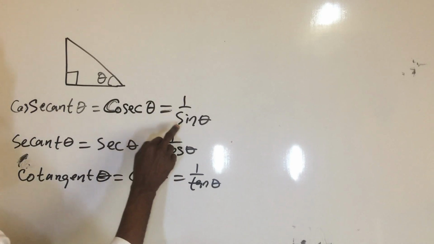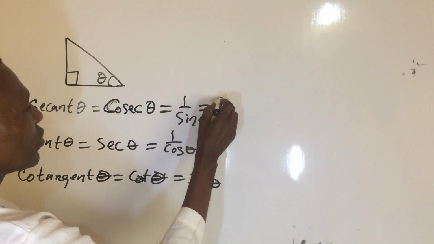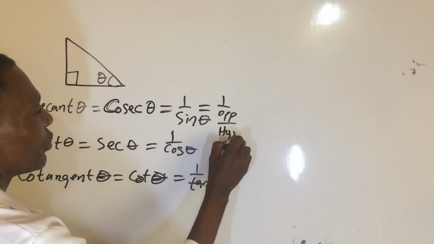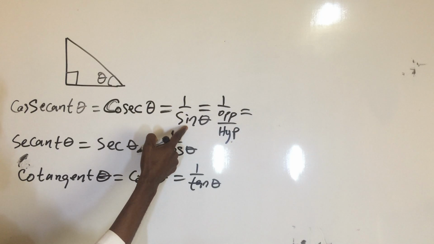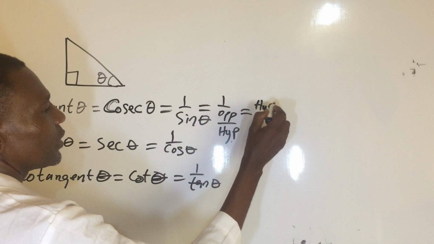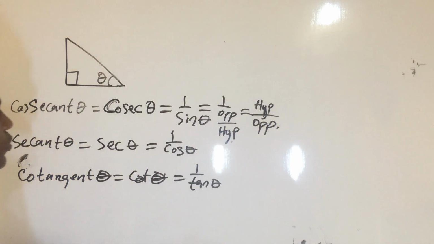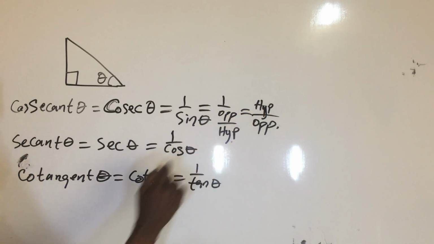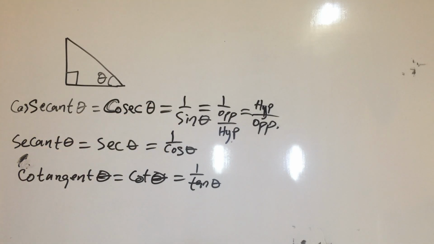Remember that sine theta is equal to opposite over hypotenuse. So the inverse of it, because cosec is the inverse of sine theta, becomes hypotenuse over opposite. So cosec theta is equal to hypotenuse over opposite, or you just say 1 over sine theta.